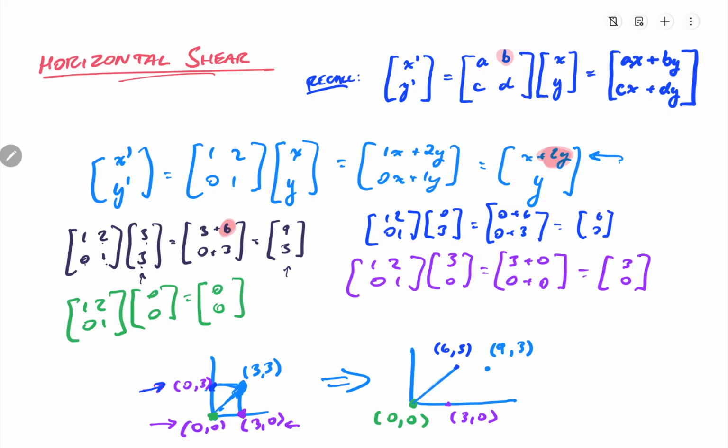After I apply this, I have a parallelogram. Let's go back and look at the property where we take the determinant of this matrix and see what happens.